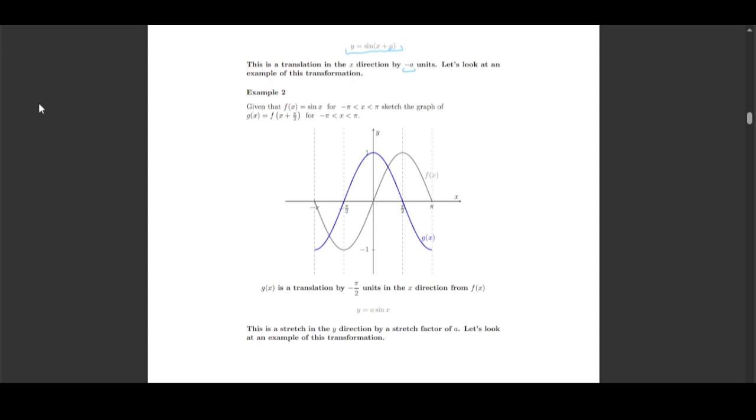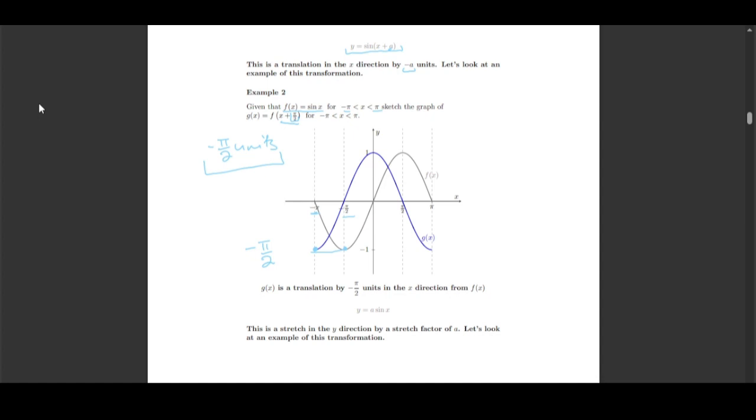Here we're given that f of x is sine x, for x is between negative pi and pi. And then we're given that g of x is f of (x plus pi over 2). So you can tell here that we have a translation in the x direction by negative pi over 2 units. So again, we're starting with our gray graph over here, that's f of x. Let's look at this point. This point is now the starting point for the blue graph, as you can see here. And if you calculate the difference between these two x values is negative pi over 2, which is the same number of units that we are translating by.